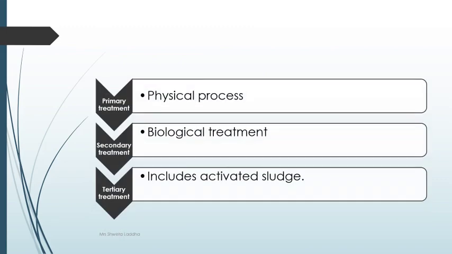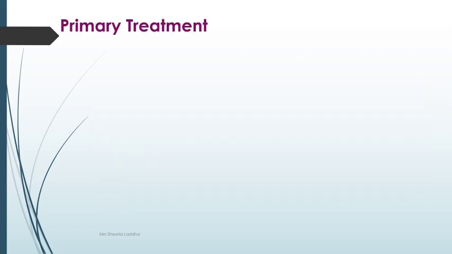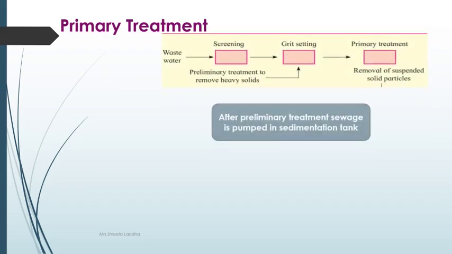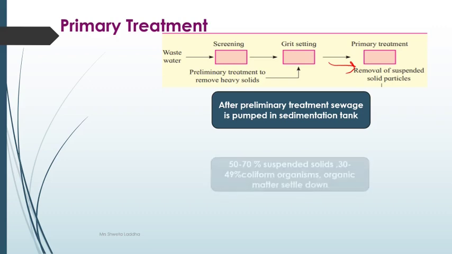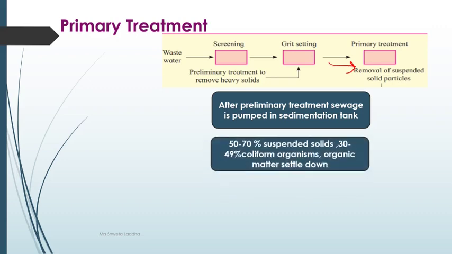After that will be the secondary, which is the biological treatment, and then the tertiary, or the treatment of activated sludge. In the primary treatment, basically there are big tanks, and the water which is coming from the grit chambers is just allowed to settle down. Basically, it is a sedimentation tank. Water is just allowed to settle over there. As water settles there, it doesn't move.